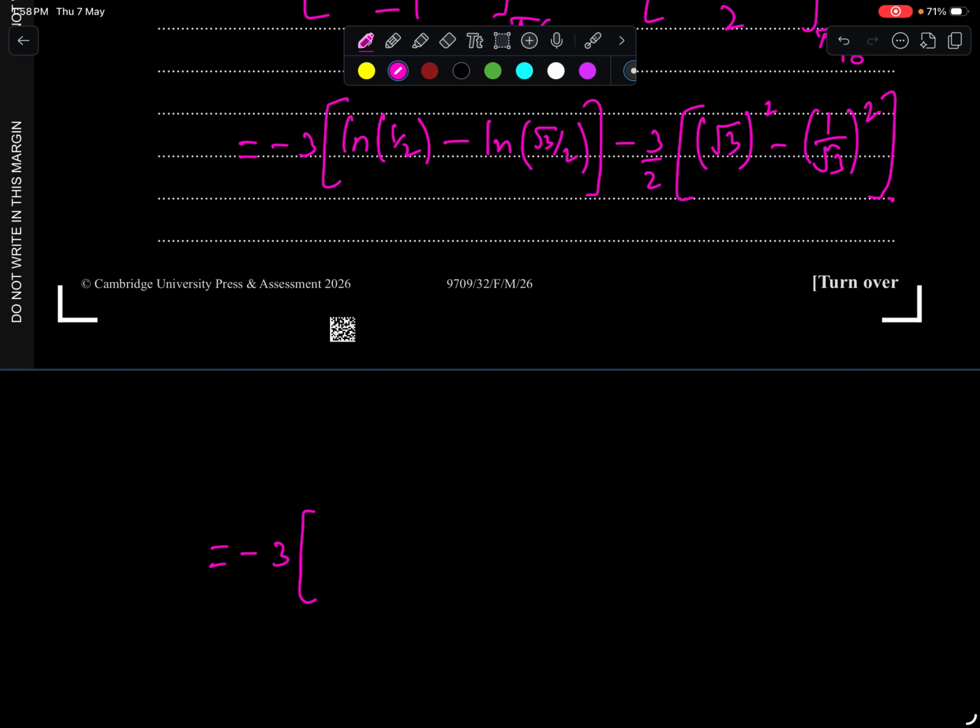So ln half and ln root 3 upon 2. So use quotient law here. So 1 upon 2 divided by root 3 upon 2. This is the quotient law of ln. Minus 3 upon 2 is copied. This is 3. This is minus 1 upon 3.